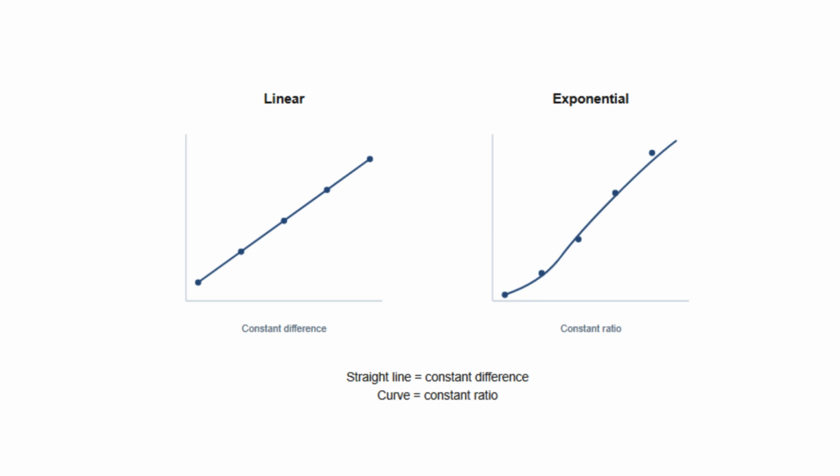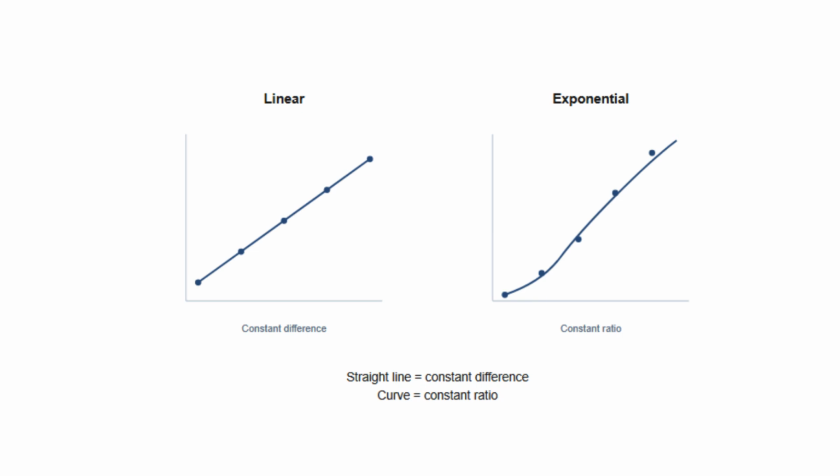Now look at the graph on the right. At first, the increase is small. But as x continues to grow, the rise becomes steeper and steeper. Each step is not adding the same amount. Instead, it multiplies by the same factor. That creates acceleration. The curve bends upward because the growth compounds.